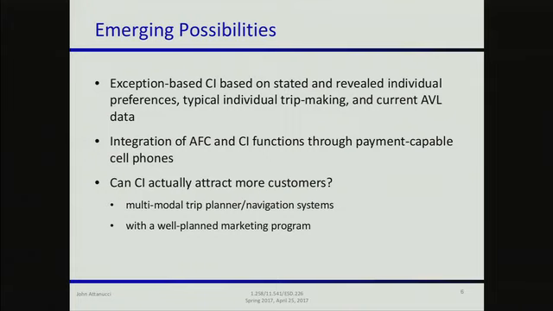So this is the possibilities, and the last is, can we attract more customers using these? And that's the open question. There's some indication that we can. I think from a research side, we want to do more testing of pilot projects to see if we can.